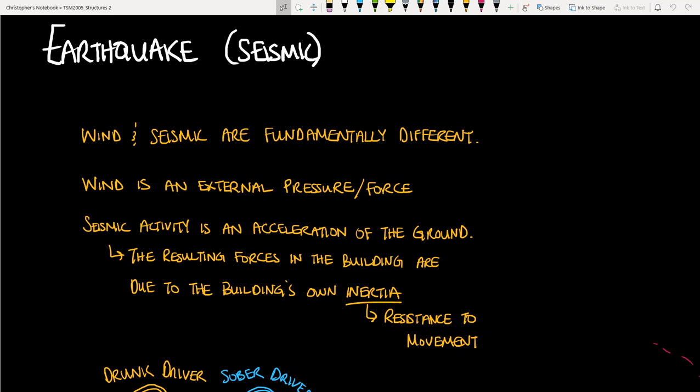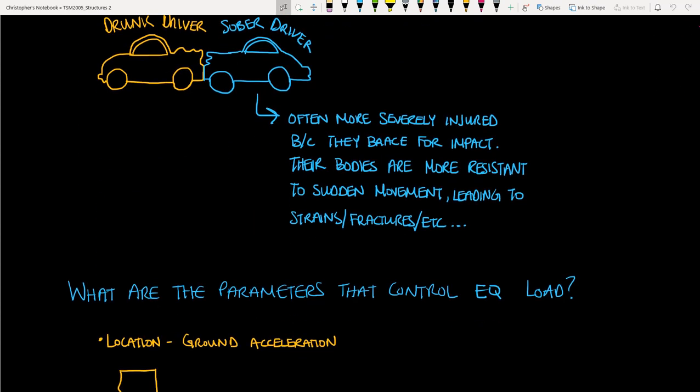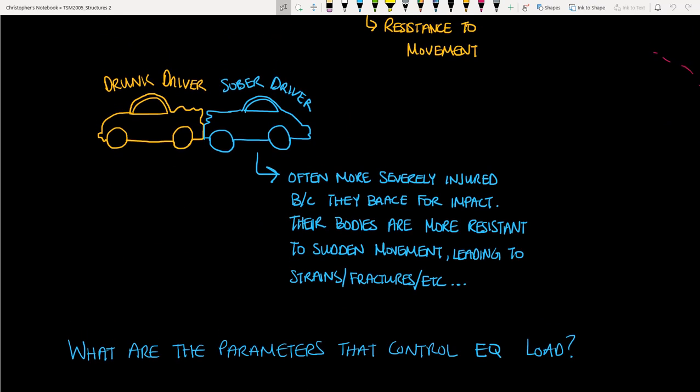Consider these two scenarios. First, the case of a car crash between a drunk driver and a sober driver. Often in these instances, the sober driver actually sustains far worse injuries than the drunk driver. This is because the sober driver is alert and their bodies will brace for the impact. Their muscles tighten, increasing the resistance to movement, their inertia, and when their body suddenly decelerates, this may result in strains and fractures.